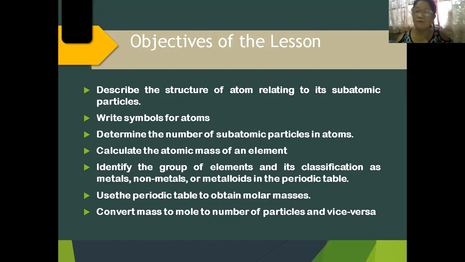Then we will identify the different parts of the periodic table, wherein we will identify where the metals, the nonmetals, and the metalloids are. We will also use the periodic table in the computation of the molar masses. And of course, we are going to convert mass to mole, mole to particles. Okay, so this is in Chapter 1.